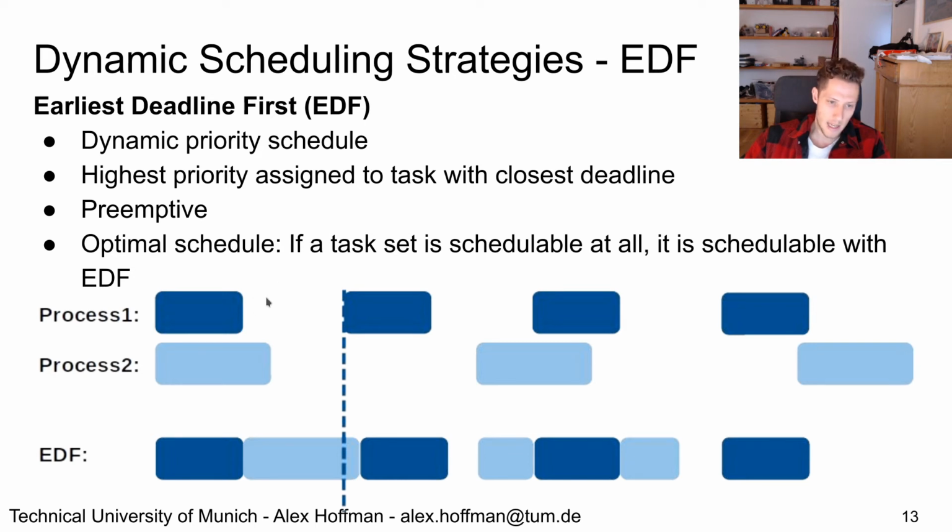There could be a deadline that falls somewhere here, meaning we can say this task has a period of such and such, but a deadline that is not necessarily the period of the task. But in this case, process 1 should execute before the period of the next task happens. I mean, before the next task starts executing. And so the priority is determined dynamically given how far away the deadline of the current task execution is.